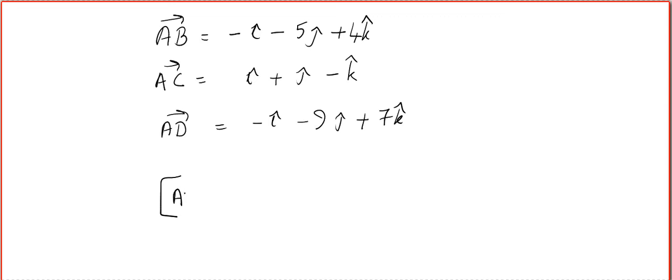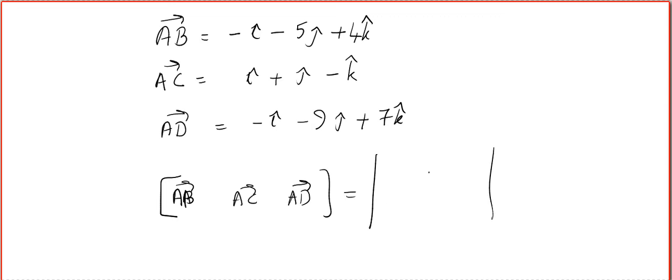AC is i plus j minus k, and AD is minus i minus 9j plus 7k. I'm going to find the STP of AB, AC, AD. You can use the direct method or the shortcut method.